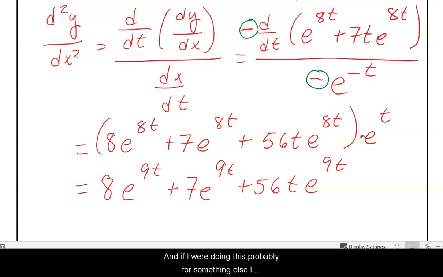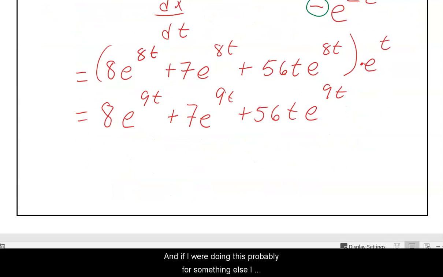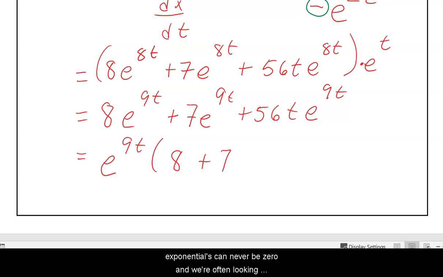And if I were doing this probably for something else, I would probably factor out the e to the 9t because exponentials can never be 0, and we're often looking for places where it is 0. And oh, I've got two like terms here. I should combine those into 15.